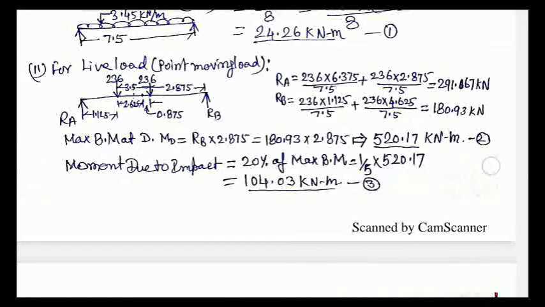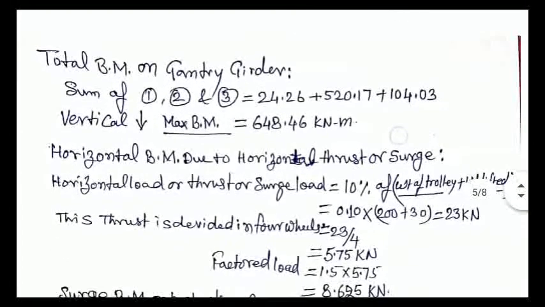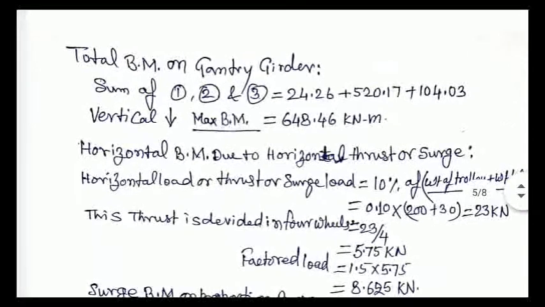So we are seeing first the self weight of the gantry girder, second the live loads, point loads, and third the impact. So the total bending moment on the gantry girder will be the sum of 1, 2, and 3. On addition, it comes out to be 648.46 kilonewton meter.